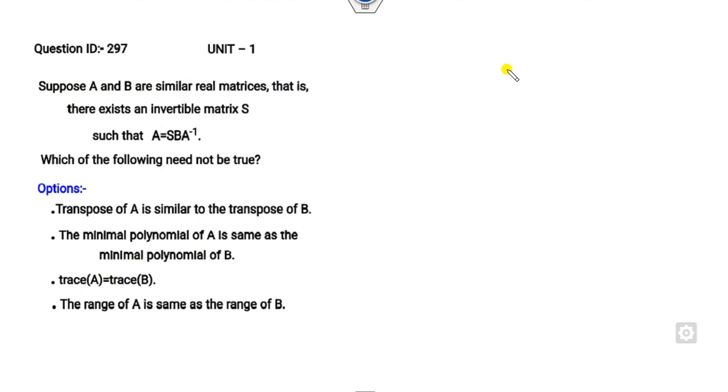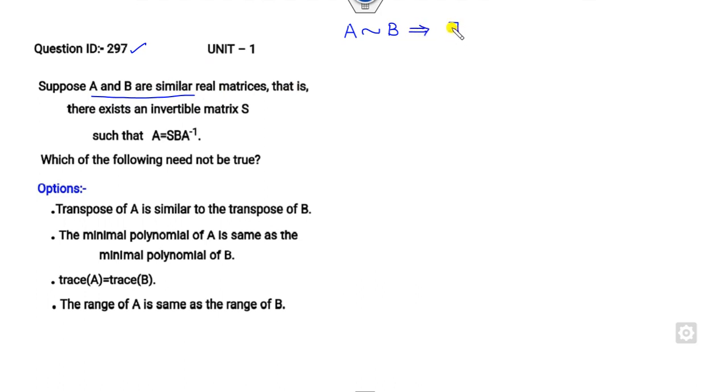So let's start with these 5 questions. We can deal with this with the help of shortcut tricks. If you start with the first question, that is 297, what is given to you? A and B are similar matrices. So what is the meaning of that? A is similar to B. What is the meaning of that?